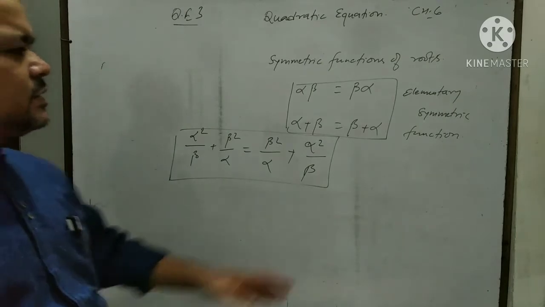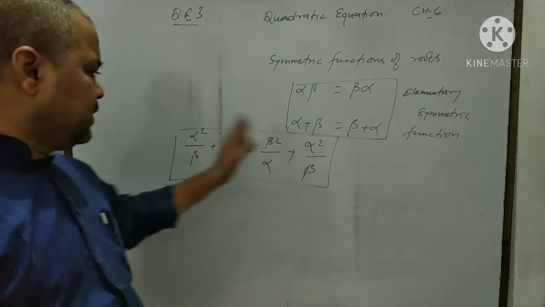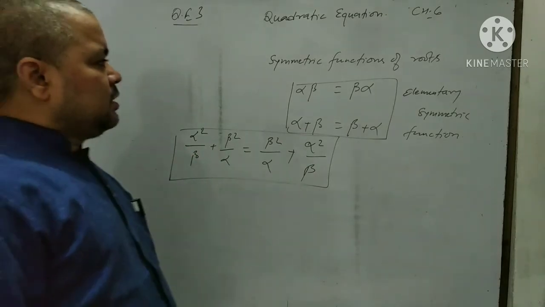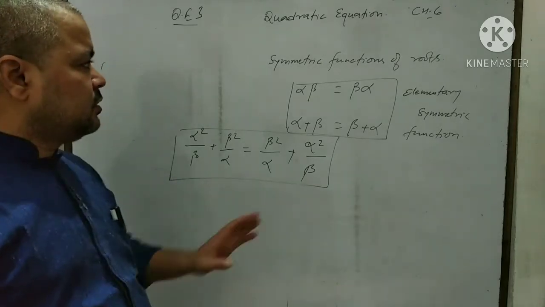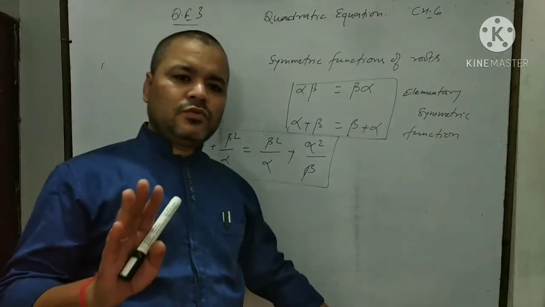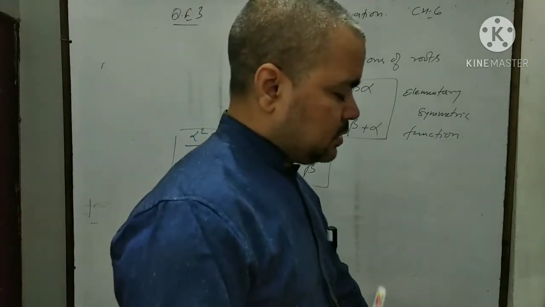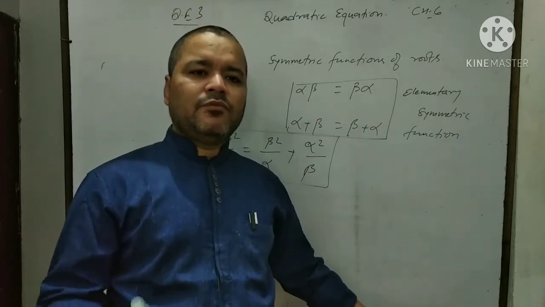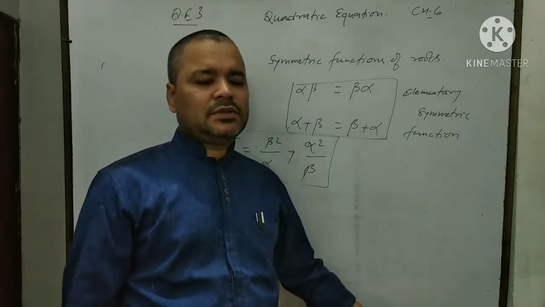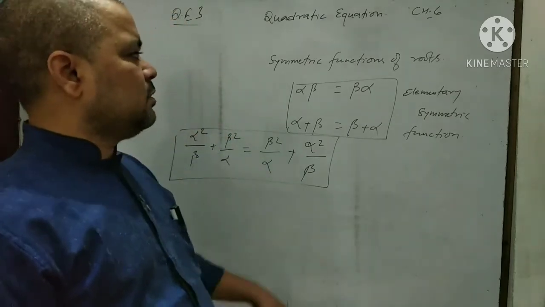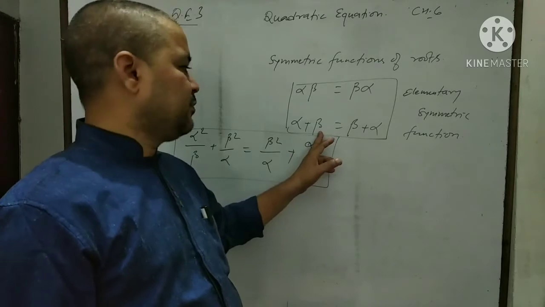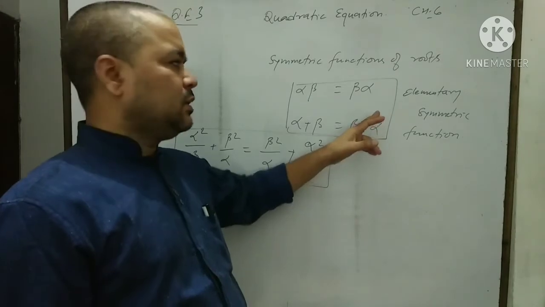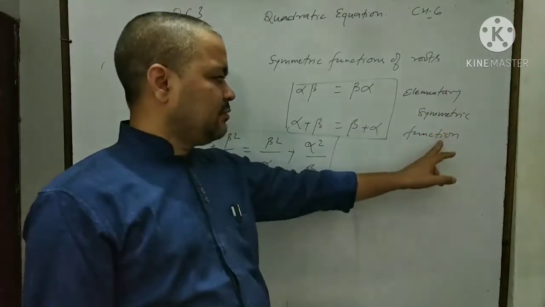Okay, this is called elementary symmetric function, and here this is symmetric function. Now I think it's clear what is the symmetric function of roots. We know in the quadratic equation, using quadratic formula, if we have one root alpha and other root beta, then the sum of alpha and beta, alpha plus beta is equal to beta plus alpha, and product alpha beta is equal to beta alpha, is elementary symmetric function.